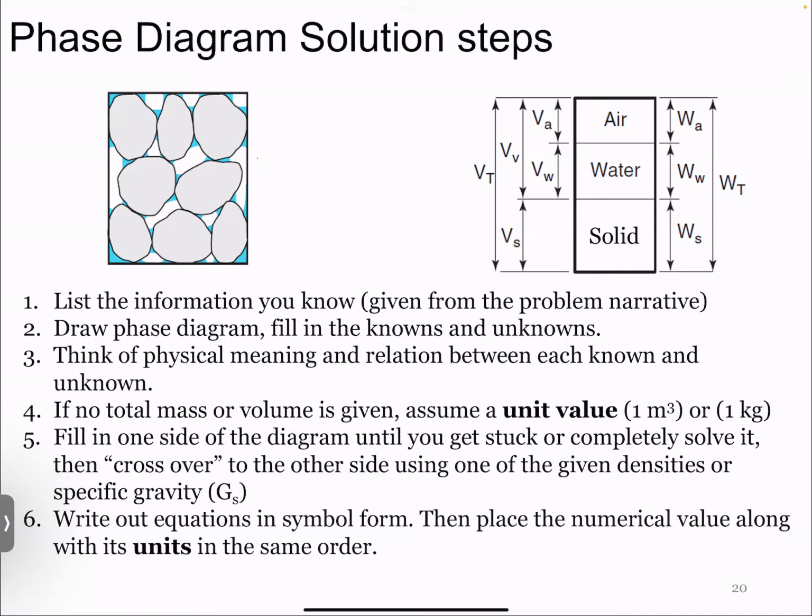So I always think it's really helpful to write out the equations in symbol form, like volume of void over volume of solid, and then place the numerical value along with its units in the same order. And always following the units is important, because sometimes you might be getting data at different times, so maybe the lab tech changed and they accidentally put the units in cubic centimeters instead of cubic meters, and so on and so forth. So always writing your units down helps you keep track of everything, because at the end of the day, they have to be in the same units to be unitless when we divide them by each other.